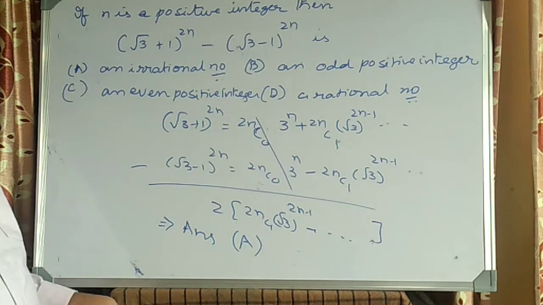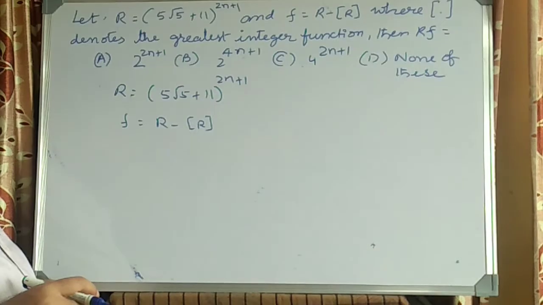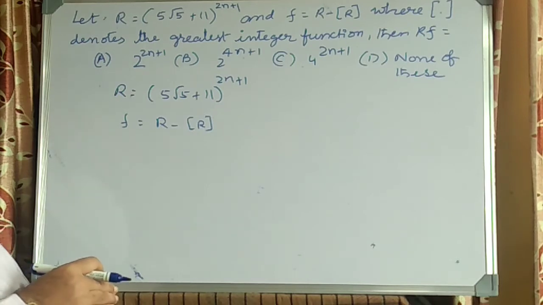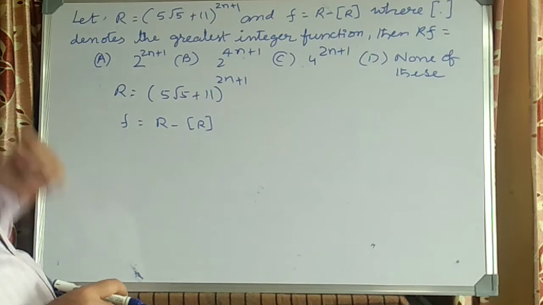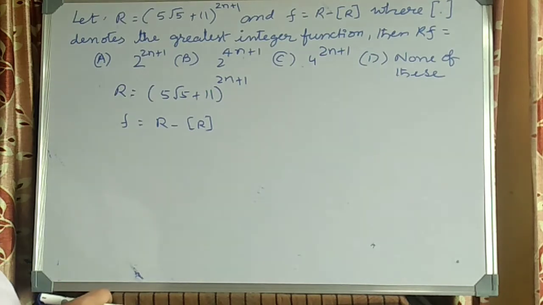Very clearly the answer will be an irrational number, option A. So the new question is: let capital R be equal to (5√5 + 11) to the power 2n+1, and small f be equal to R minus [R], where [ ] means the greatest integer function. Then R times f is equal to dash. So your options are given.